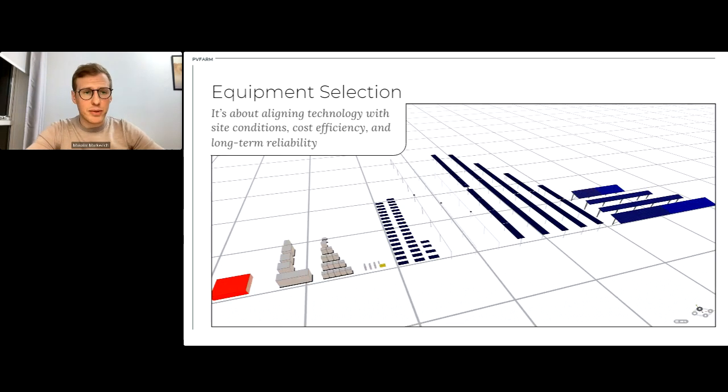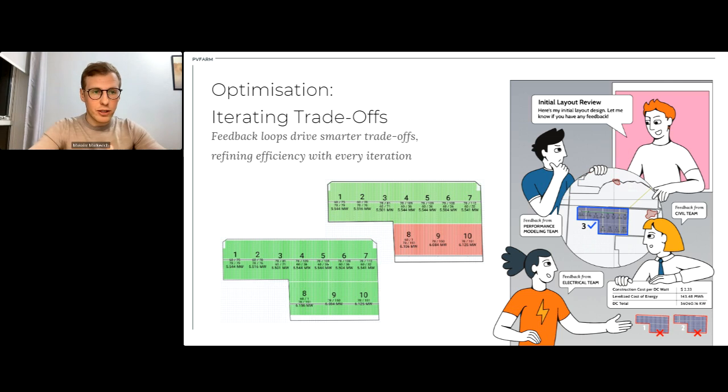So then the next step is about equipment selection, which is simple, right? You try to align technology with site conditions and cost efficiency and some other aspects. Then the optimization or iterating trade-offs phase.